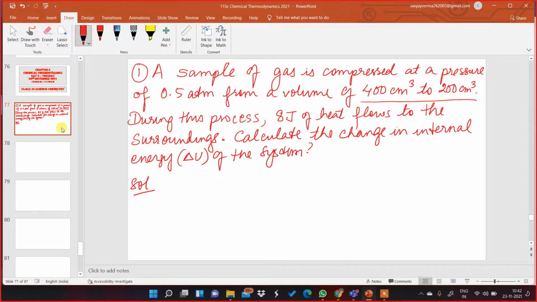I read the question once more. A sample of gas is compressed at a pressure of 0.5 atmosphere. The pressure is kept constant over here, external pressure. The volume is being changed from 400 to 200. It is an irreversible work. Isothermal, irreversible work. The temperature is constant and the work done is irreversible work being done on the gas. During this process, 8 joule of heat is given out, flown to the surroundings. So the heat Q has the value of minus 8. A negative sign has to come in the formula.